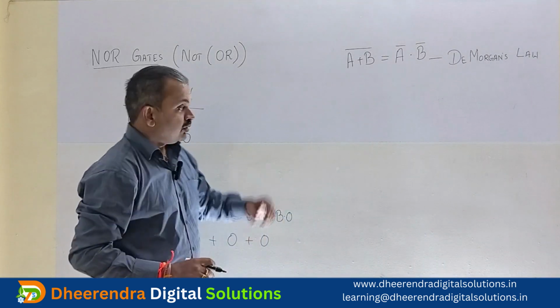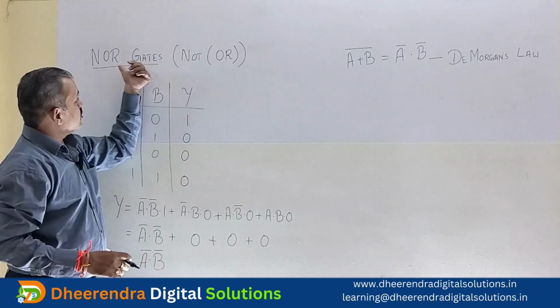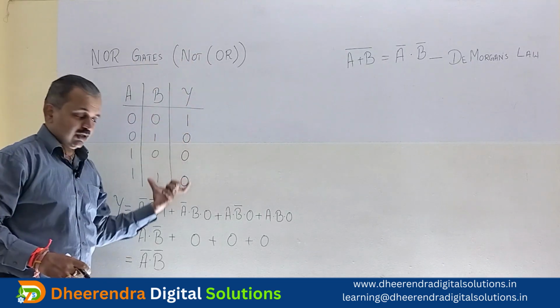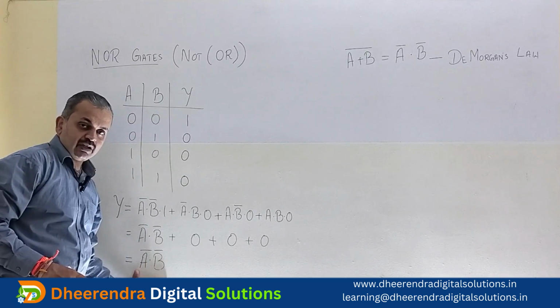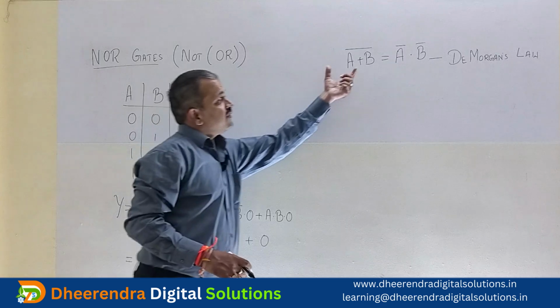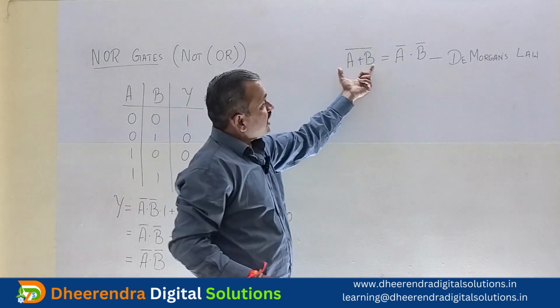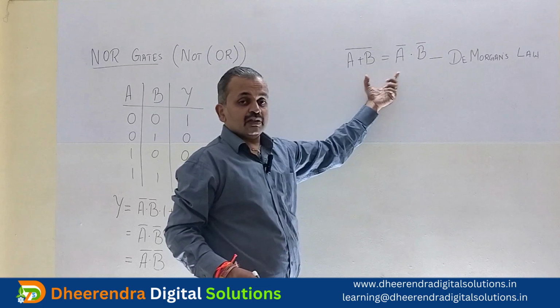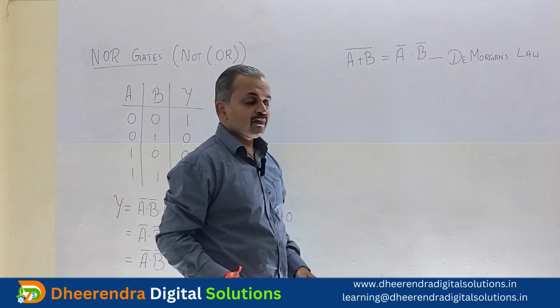Is that clear? So we have the definition as not of OR is NOR. We got the truth table. Then we simplified the equation as per the truth table. We get A bar B bar. But by the definition of the NOR gate, we get it as (A plus B) whole bar. And these two are equivalent. This is the second De Morgan's law.